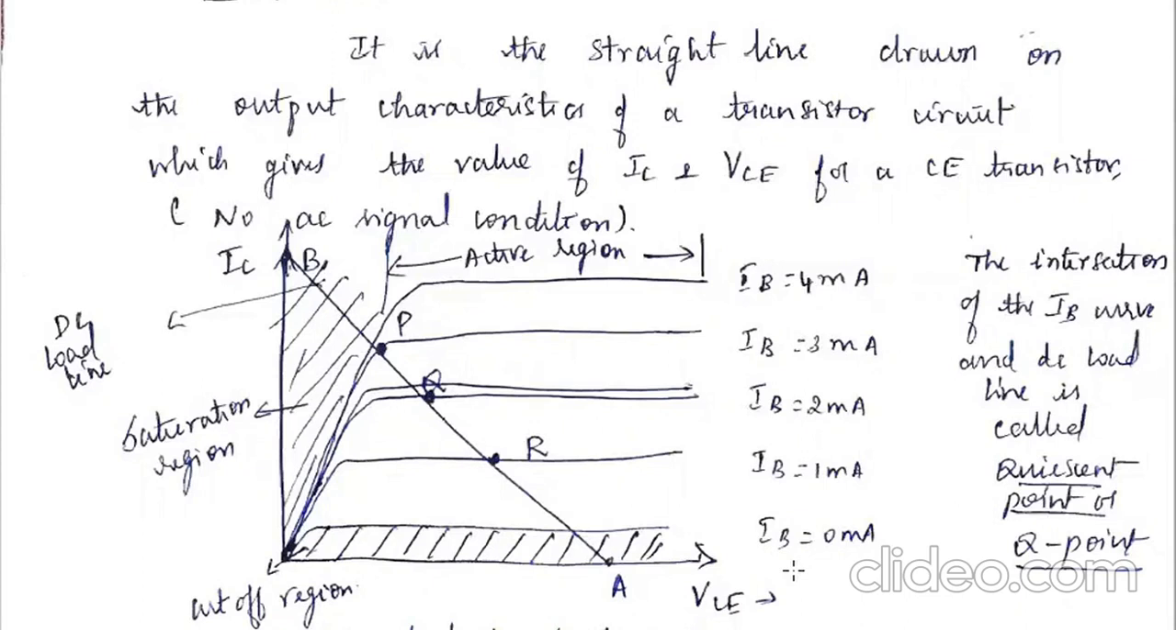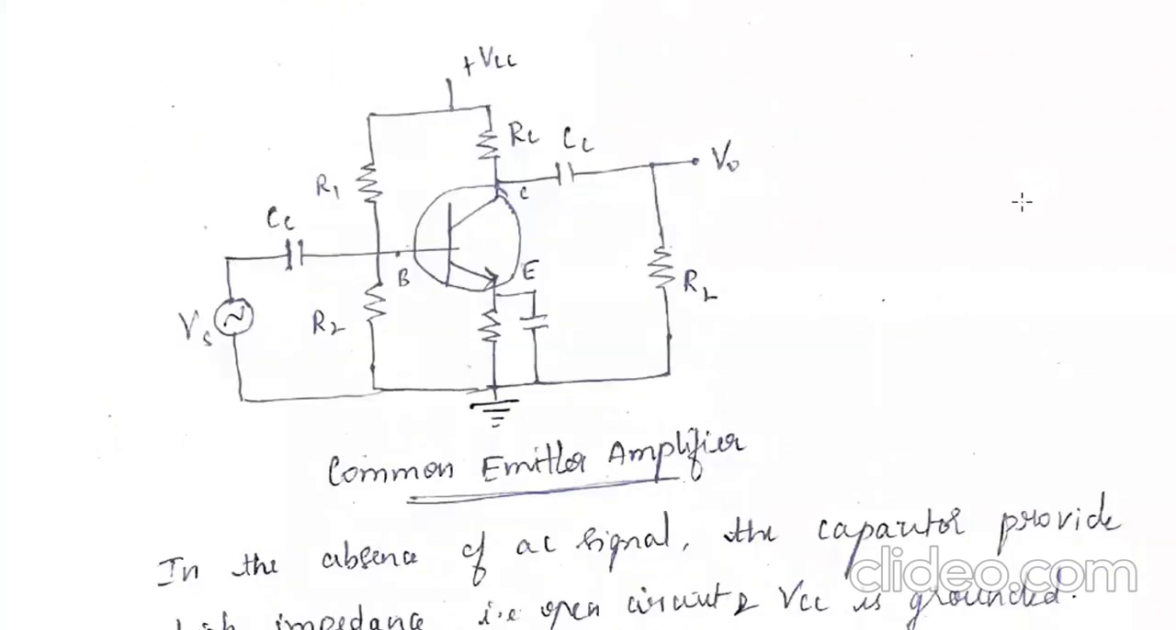Now let us see how to draw a DC load line in the output characteristic curve of a common emitter circuit. Consider the common emitter amplifier circuit shown in the figure. The emitter terminal is common to the input base and the output collector. Here the capacitor CC is called a coupling capacitor. The capacitor in the emitter terminal is called a bypass capacitor. And Vs is the AC signal applied as input to the common emitter amplifier circuit.